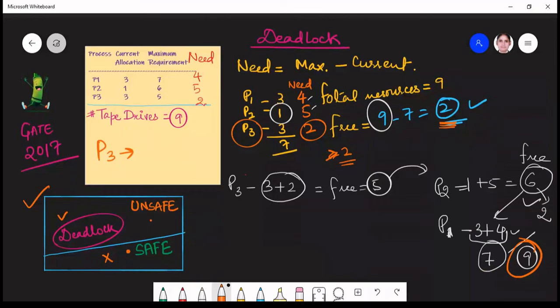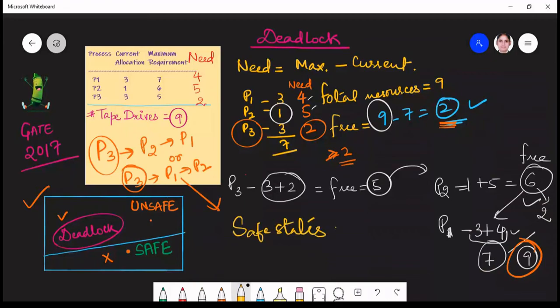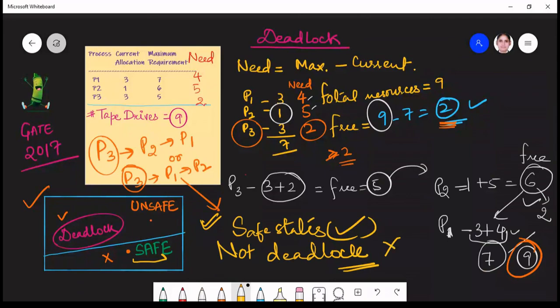So the sequences can be as follows: first of all, we have to complete the need of P3, and then we can solve either P2 or P1. P3 in every case has to be at the first position, then P1 or P2. These are called safe sequences. So there are two safe sequences possible. And if we are able to find a safe state, it means your system is not in deadlock, right? So no deadlock is there.